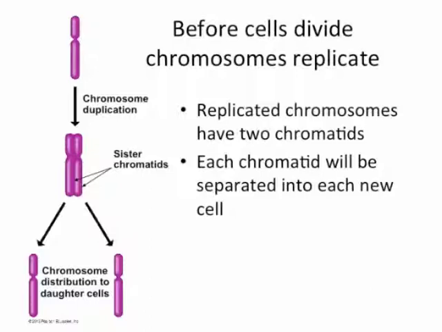So replicated chromosomes have two sister chromatids. A replicated chromosome is a chromosome that hasn't been divided yet. It's been replicated but not divided, and it has sister chromatids. And then each chromatid is going to become a new chromosome in each of the new cells. So we'll go from having 46 chromosomes to 46 replicated chromosomes to 2 cells, each with 46 chromosomes by the end of mitosis. So the goal of cell division is to make identical cells.